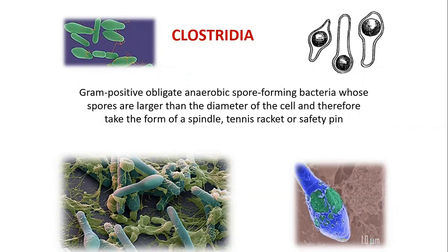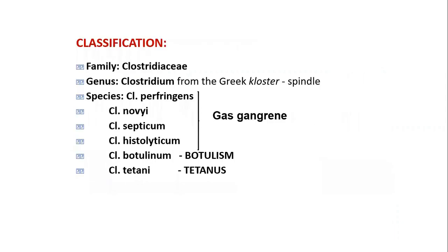Clostridia are gram-positive obligate anaerobic spore-forming bacteria whose spores are larger than the diameter of the cell and therefore take the form of a spindle, tennis racket or safety pin. Clostridium belongs to the family Clostridiaceae, genus Clostridium. The genus Clostridium unites more than 20 species.